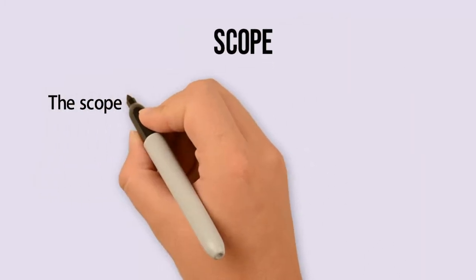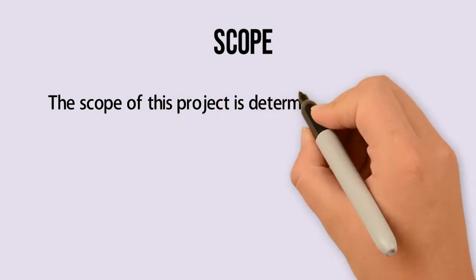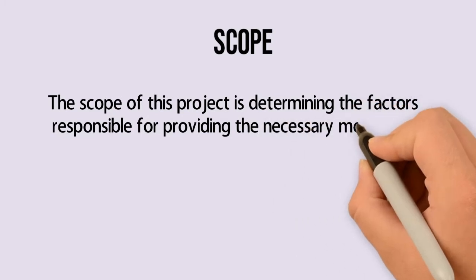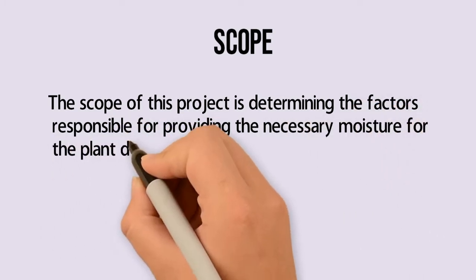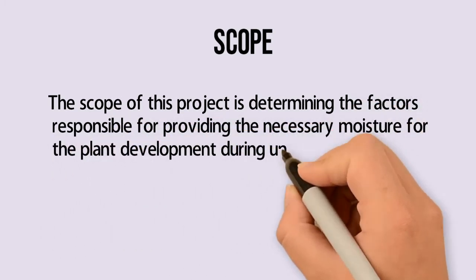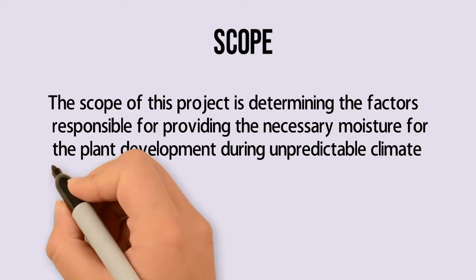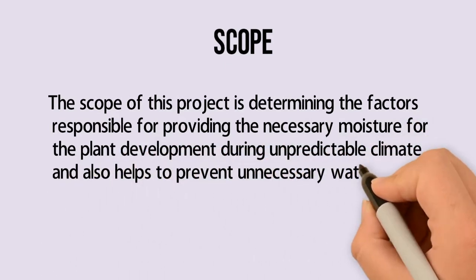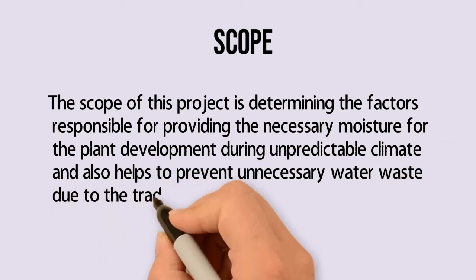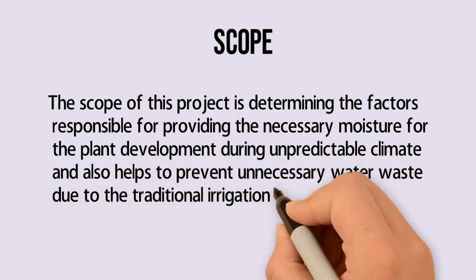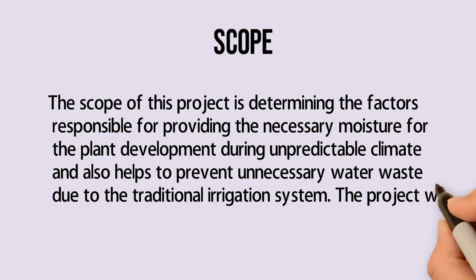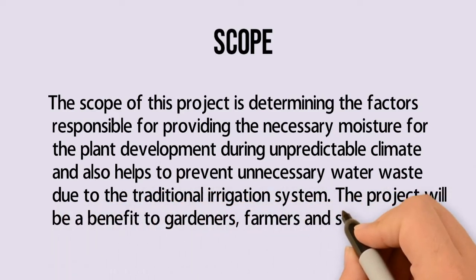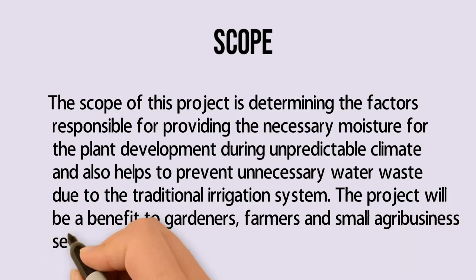The scope of this project is determining the factor responsible for providing the necessary moisture for the plant development during unpredictable climate, and also helping to prevent unnecessary water waste due to the traditional irrigation system. The project will be a benefit to gardeners, farmers, and small agribusiness sector.